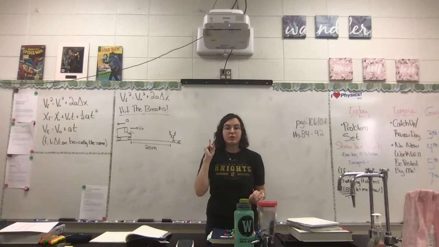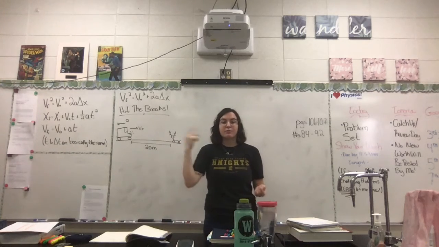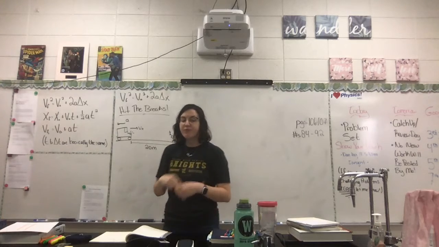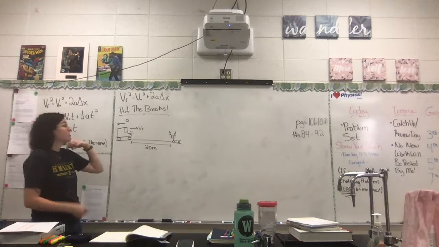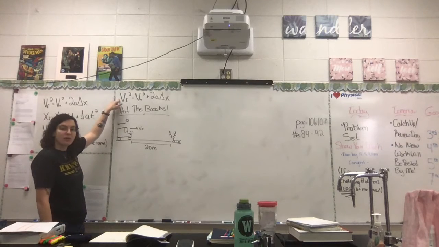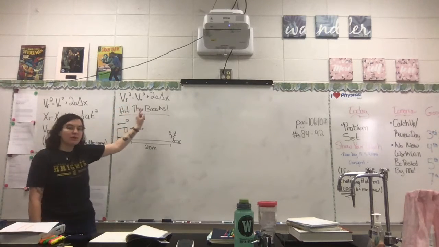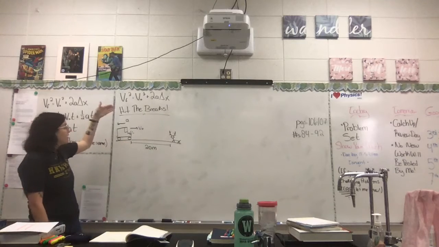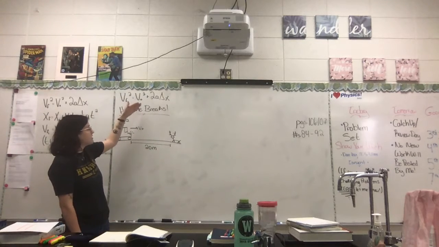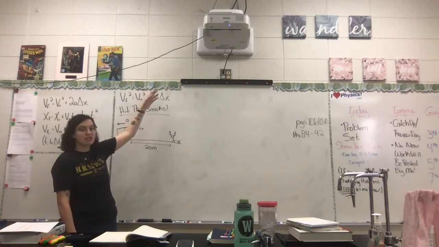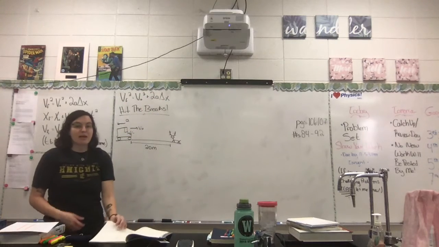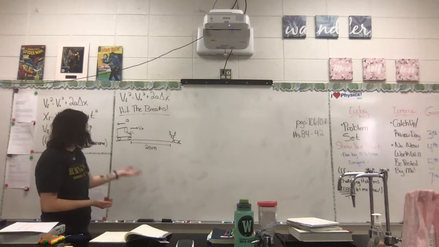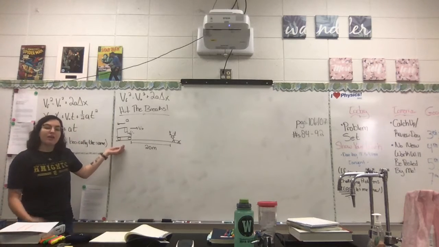All right, I just wanted to go over one more example with you guys before you started your problem set today. What we're getting introduced to is this new equation of vf squared equals v naught squared plus 2a delta x. So that's our final velocity squared is equal to our initial velocity squared plus 2 times our acceleration times our displacement.